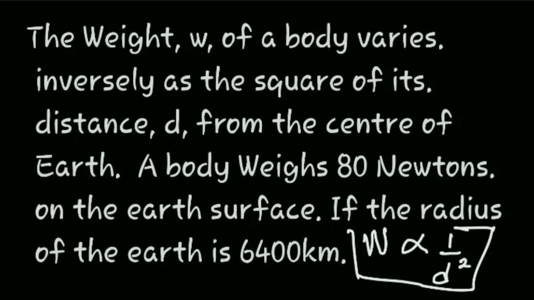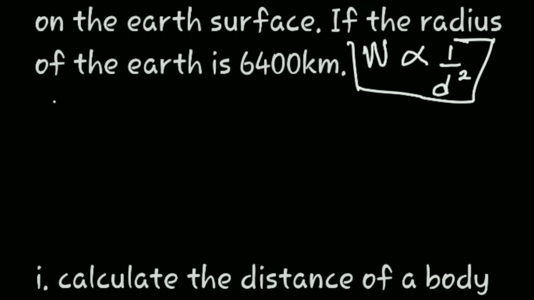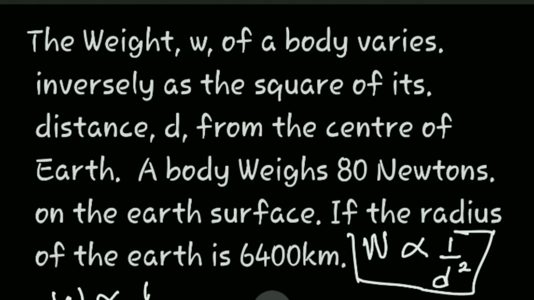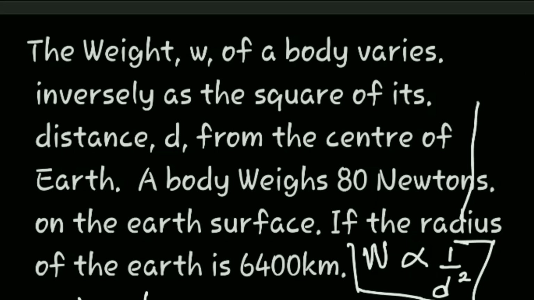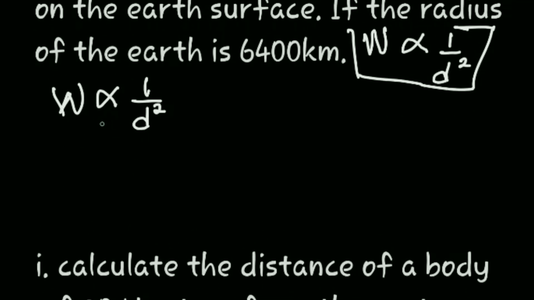Alright, so the weight W of a body of mass varies inversely as the square of the distance. The distance represents the distance from the center of the earth. A body weighs 18 Newtons on the earth's surface if the radius of the earth is 6,400. And so we are going to make this expression something more operational.